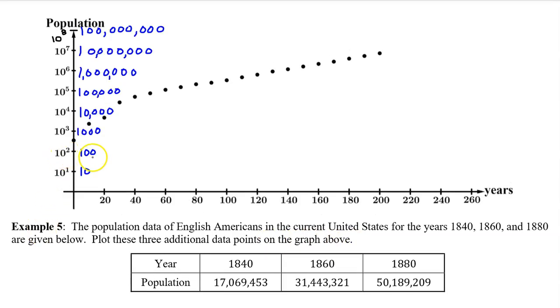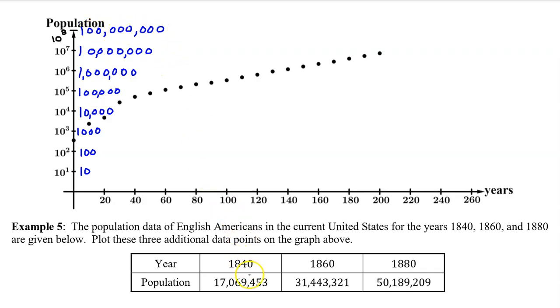10 squared is 100, 10 to the 3rd power is 1,000, and 10 to the 4th power is 10,000. I'm wanting you to notice that the exponent tells you how many zeros are after the 1. That's why 10 to the 6th power is 1 million, 10 to the 7th power is 10 million, and 10 to the 8th power, which I had to add on, is 100 million.